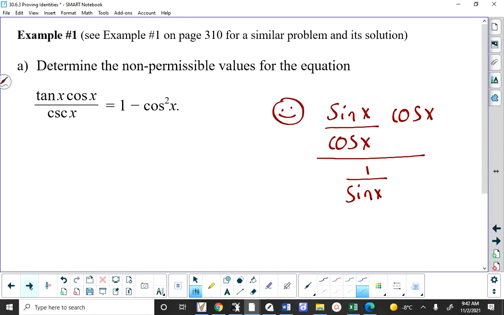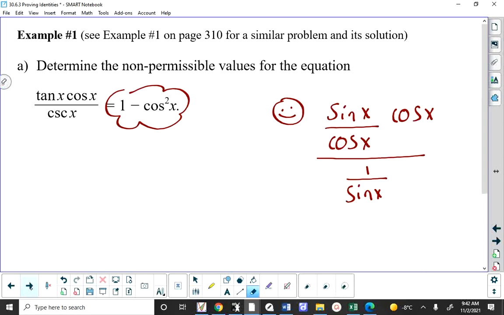Non-permissible values are really tricky with trigonometry. I told you non-permissible values in trig happen when you're dividing by 0, which you're not allowed to do. There's no division happening here, which is why I'm not even looking at it. I can put in any number for x I want, take the cosine of it, and then square it. I'm not dividing by anything on that side.